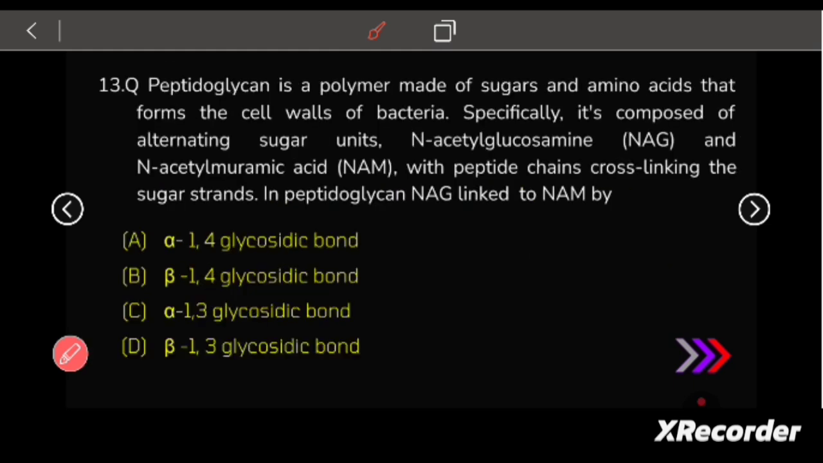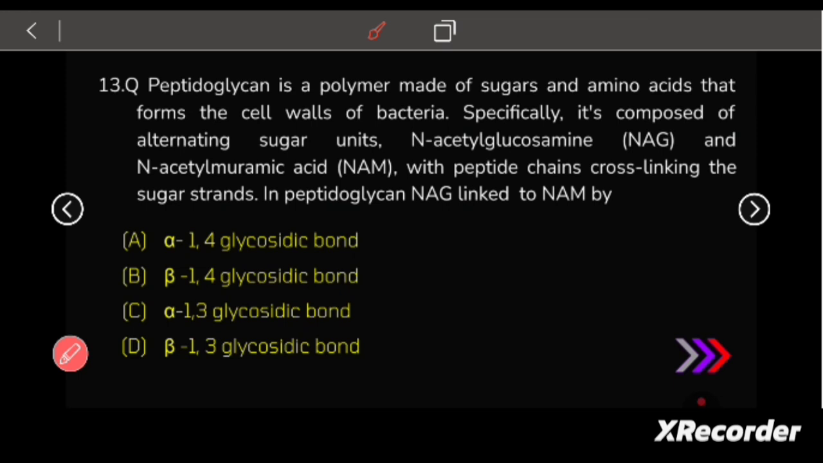Question number 13. Peptidoglycan is a polymer made of sugars and amino acids that forms the cell walls of bacteria. Specifically, it is composed of alternating sugar units N-acetyl glucosamine and N-acetyl muramic acid with peptide chains cross-linking the sugar strands. In peptidoglycan, N-acetyl glucosamine is linked to N-acetyl muramic acid by: A. alpha 1,4 glycosidic bond, B. beta 1,4 glycosidic bond, C. alpha 1,3 glycosidic bond, D. beta 1,3 glycosidic bond. Answer is B.